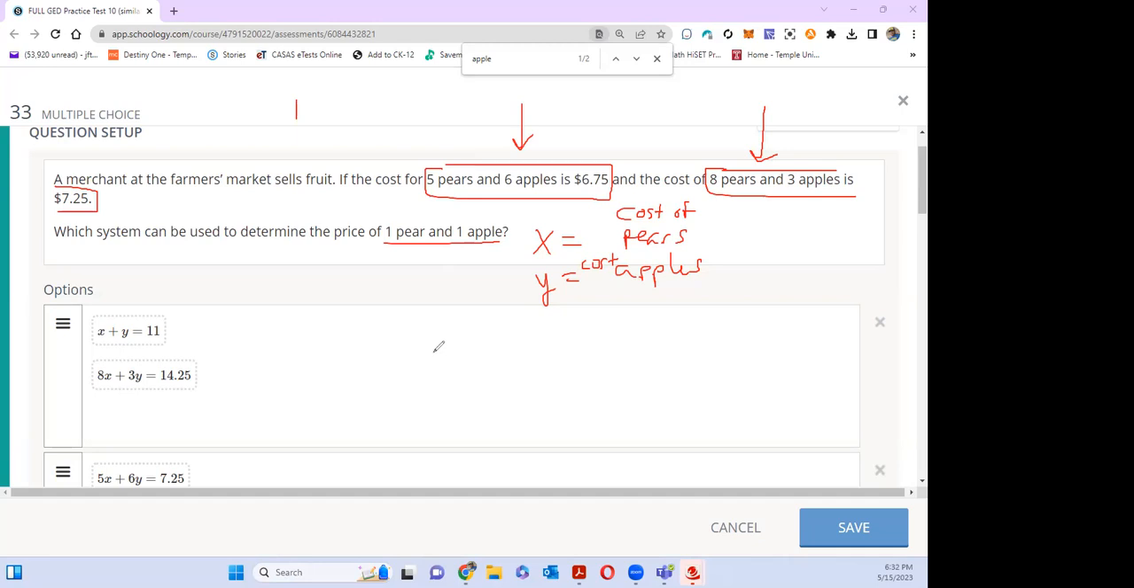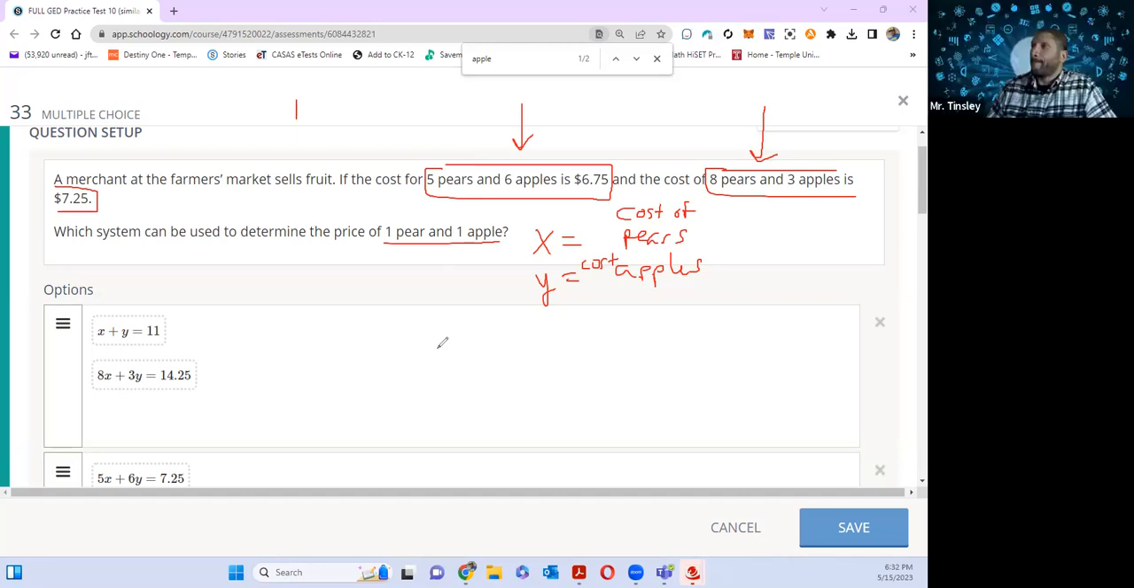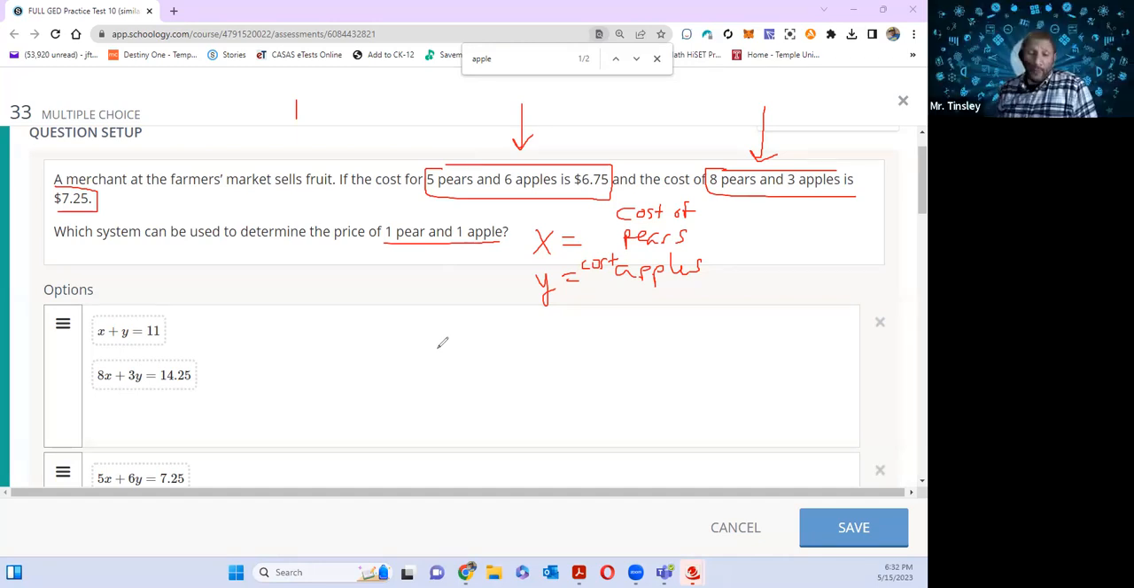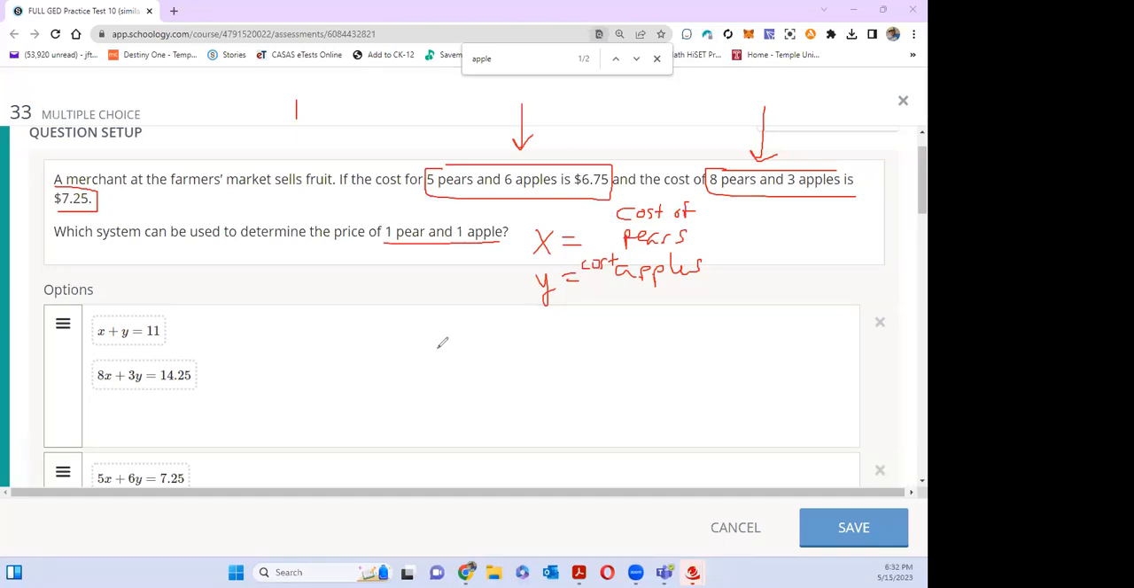Okay, let me ask you a question. If a pair costs $1, how much does 5 pairs cost?